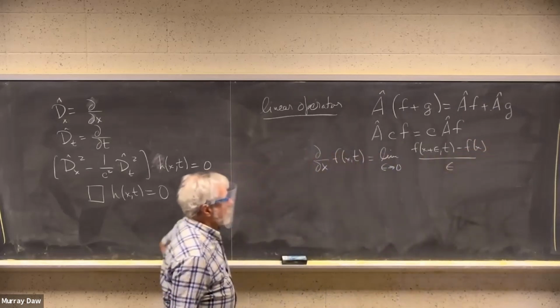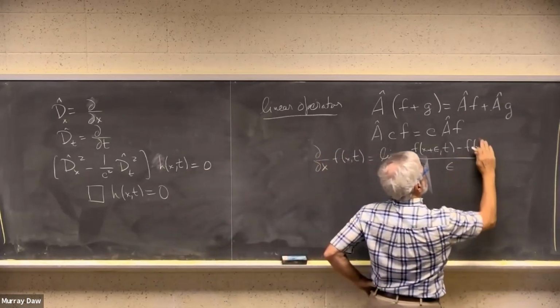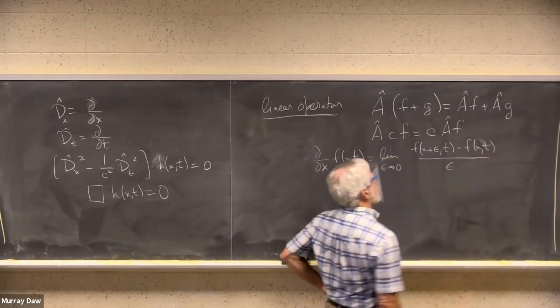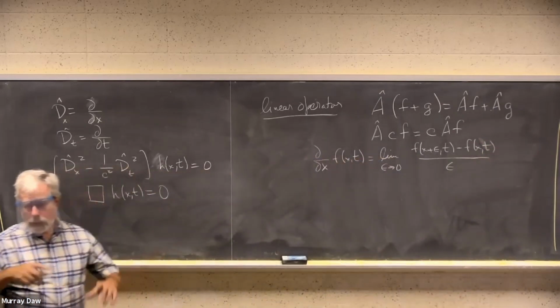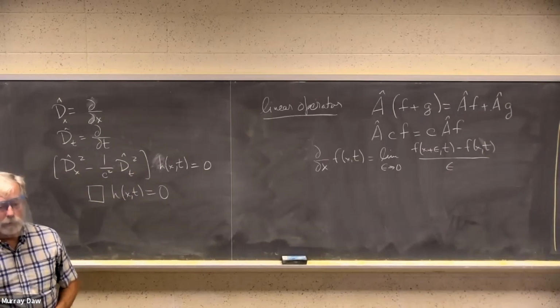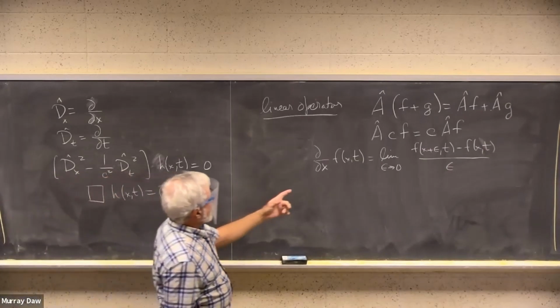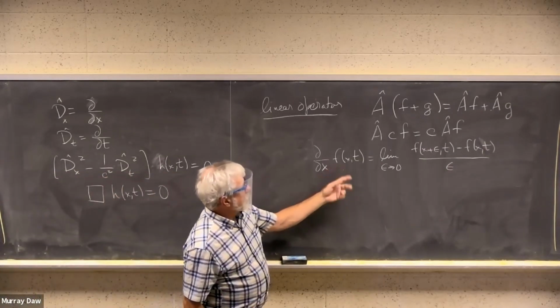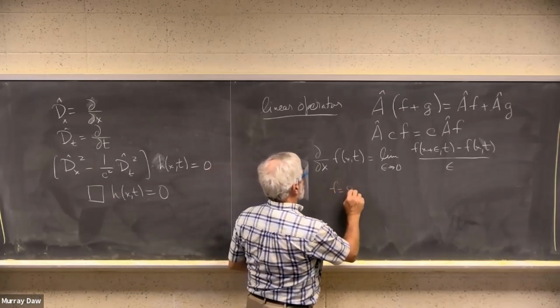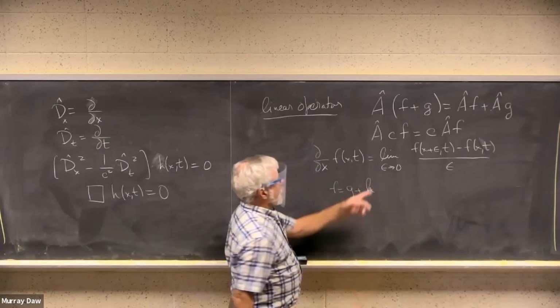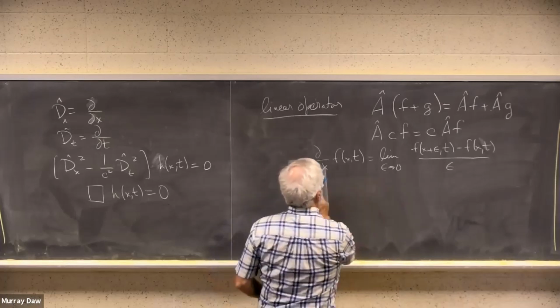We hold t fixed. Displace x, take the difference. And so we can see, if f is the sum of two functions, f equals g plus h, then I get up here the sum. So let's try to do that.